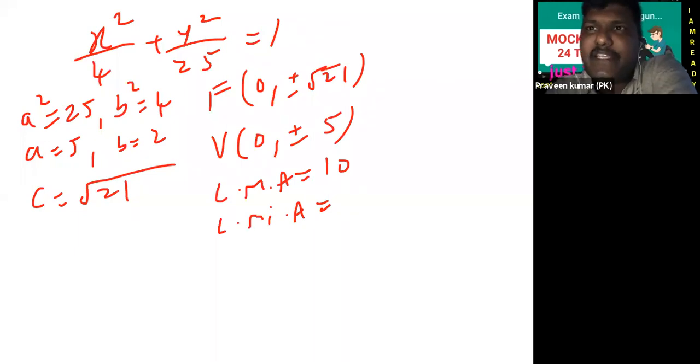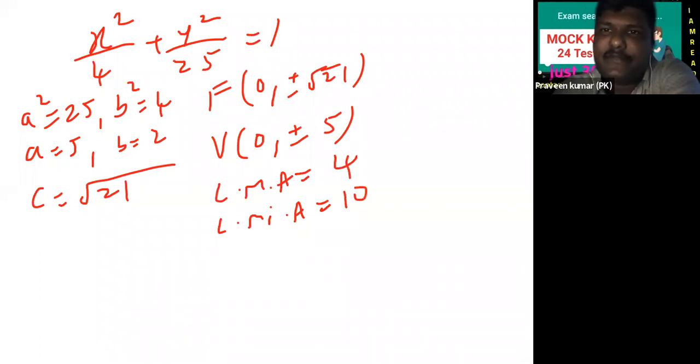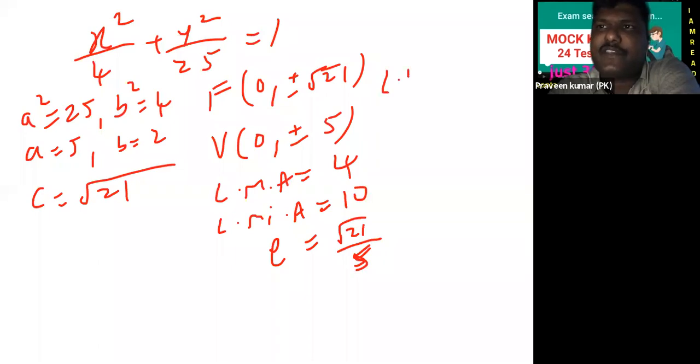Now minor becomes major, major becomes minor, because it is on this one now. So 2 2s are 4, 2 5s are 10. Next one. Next, what is eccentricity? C by a. What is c? Root 21 by 5. Length of latus rectum, this is the formula: 2b square by a. What is b square? 4 by 5. So it is 8 by 5.